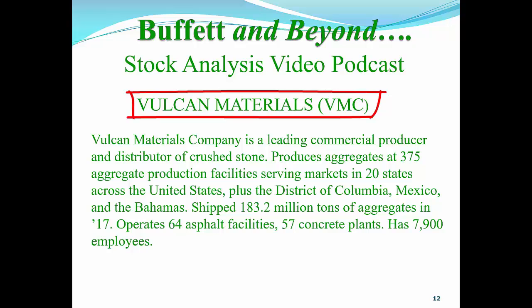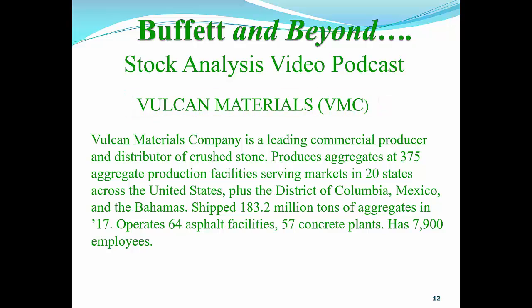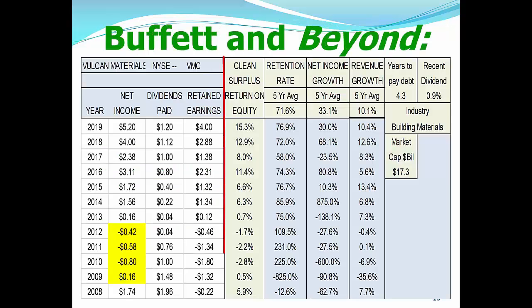Yeah, folks, I guess none of us realized what is behind the scenes and what kind of companies these are. I mean, 183 million tons of aggregate, 64 asphalt facilities. Yeah, that's the stuff they put on the roads, folks. 57 concrete plants. Wow. Let's look at that clean surplus ROE. And it's lower than the other two stocks that we looked at. We're going to compare them all in a second.